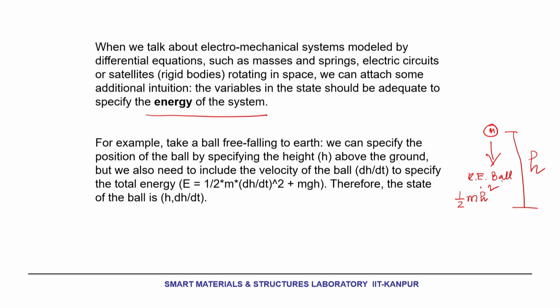And then also, what is the potential energy? So, this is the kinetic energy, and potential energy is mgh, right. So, if these are the two things that are required, then definitely you must have two states here, h and h dot, in order to define all the energies involved in the system. That is what we have told here.